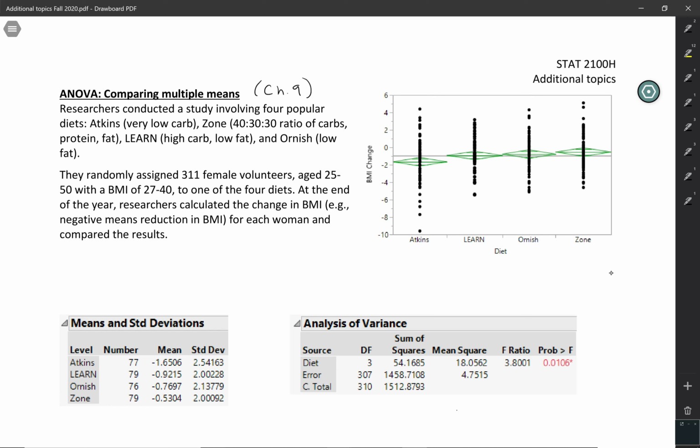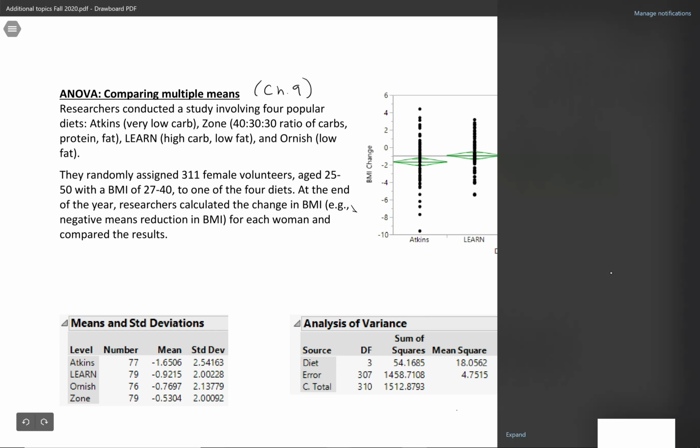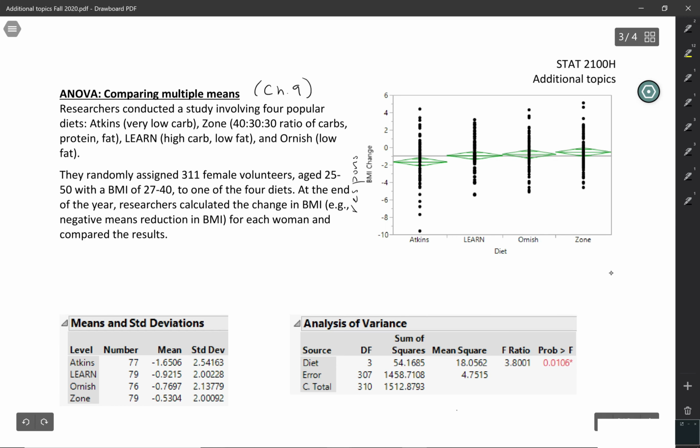So there is kind of a paired component to it. But this is basically just a quantitative response variable. Right? We're looking at the change in BMI, and that's quantitative. Our explanatory variable is categorical because we're looking at the 4 different diets. So it's categorical, and more specifically, it is not binary.